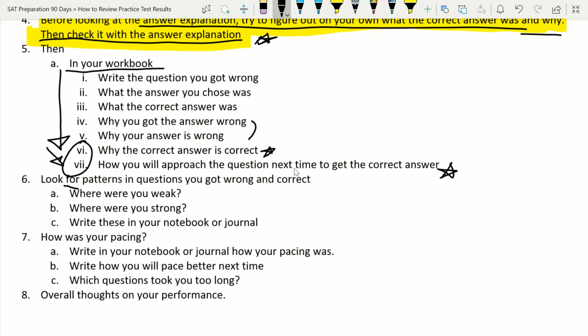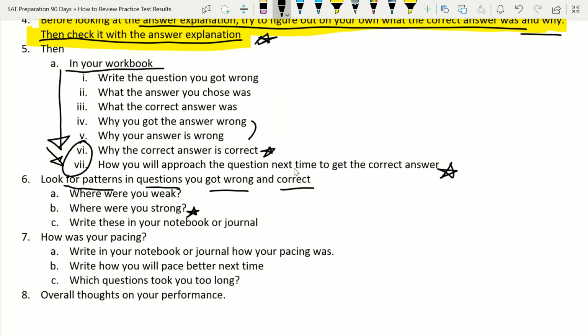Then for each section, look for patterns in the questions that you got wrong and that you got right. So what areas were you weak in? This is important. We want to identify our weak areas and focus on those. What areas were you strong in? We don't really want to spend as much time in areas we're strong because we're not going to get as many points by studying for that, because we're already getting most of the points there.